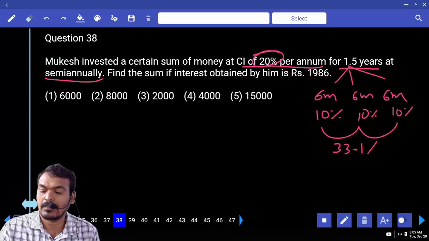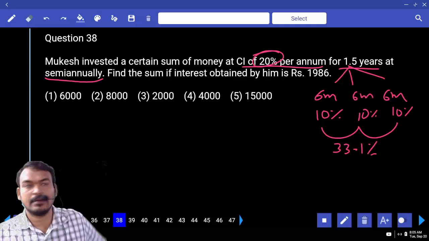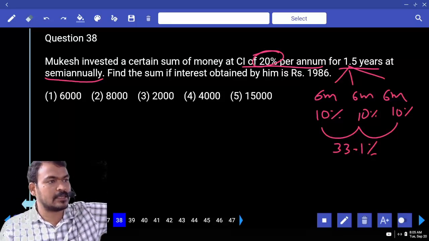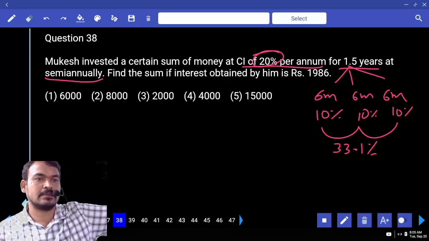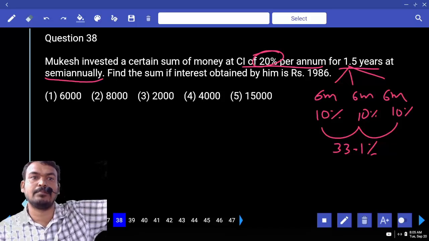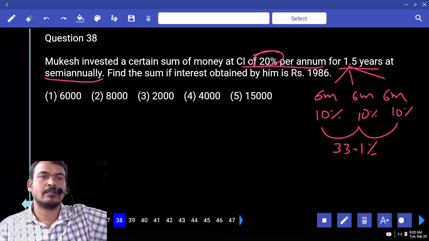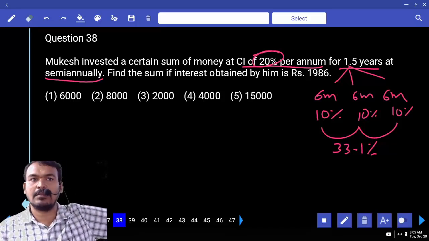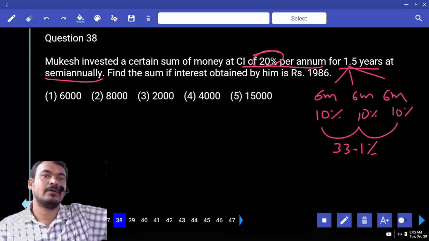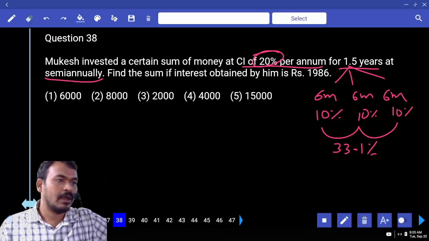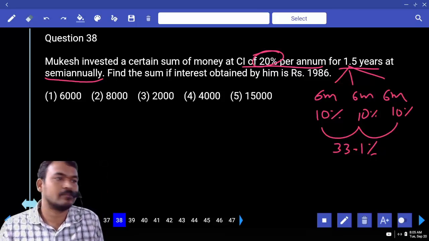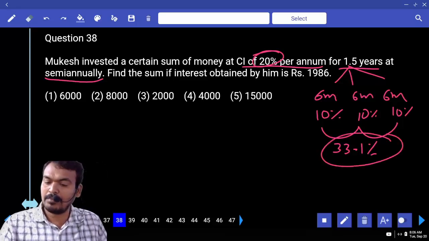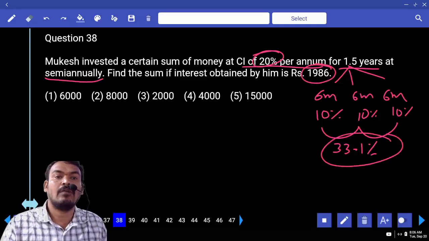33.1% or not? 33.1%. First 6 months, next 6 months and last 6 months. First 6 months 10%, next 6 months 10% plus 10% of 10% or not? Last 6 months 10% plus 10% of first 6 months interest plus 10% of second 6 months interest or not? All these added, how much percent are we getting? 33.1%.